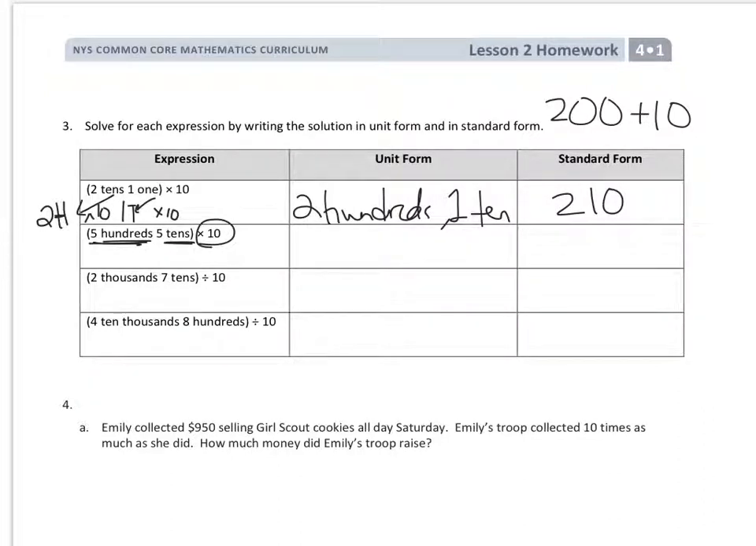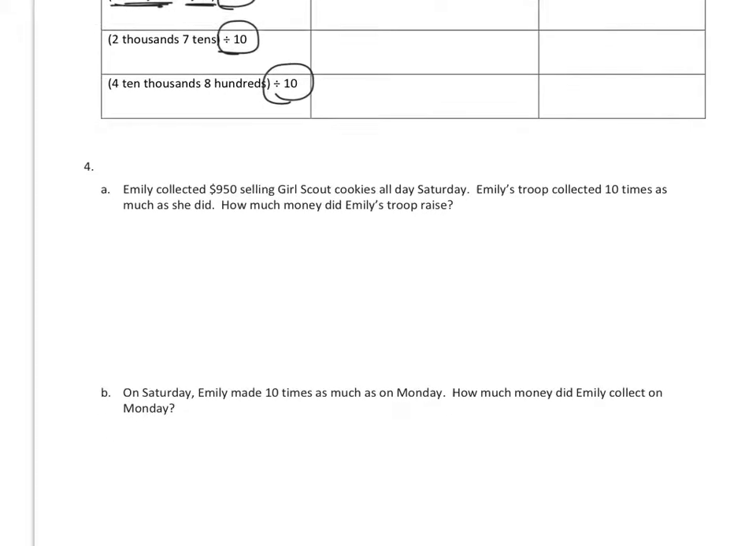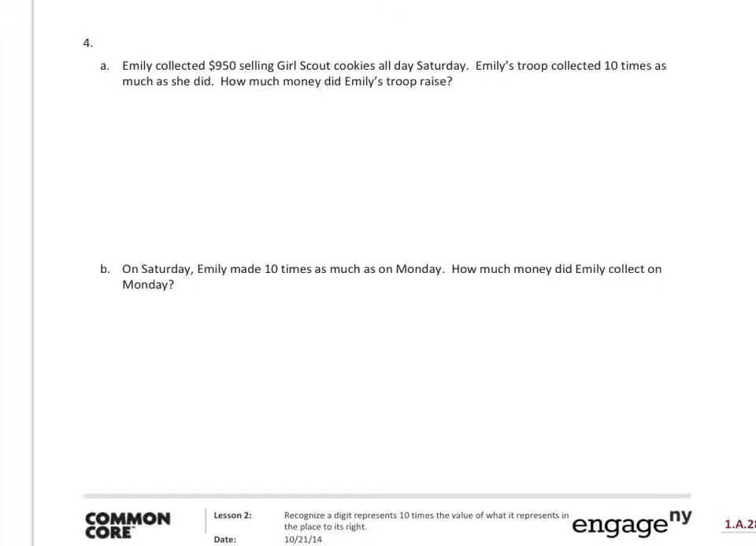So thinking about 500 times 10, 5 tens times 10. Same thing here, thinking of each unit divided by 10. They may want to draw their own place value chart to solve that. Okay, problem 4, their students are going to write a number model for each of these.